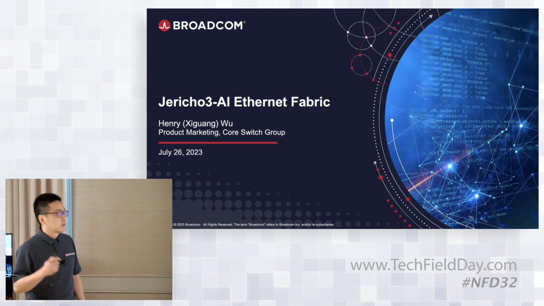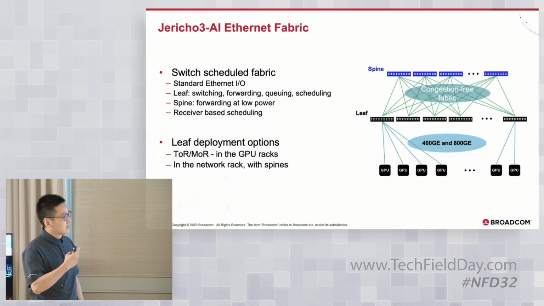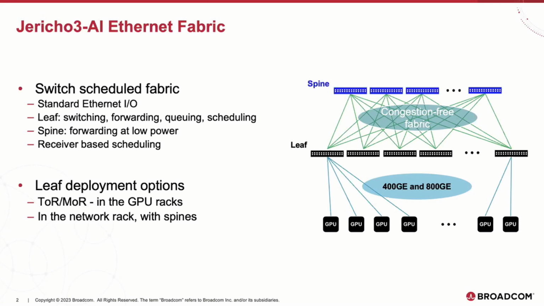So how does it look? This is an example of what the switch-based scheduled fabric looks like. The bottom layer is the GPU, and there's a leaf and spine, a very typical fat tree topology. The connectivity between the leaf and GPU is standard Ethernet. It can be 400 gig today and 800 gig tomorrow.